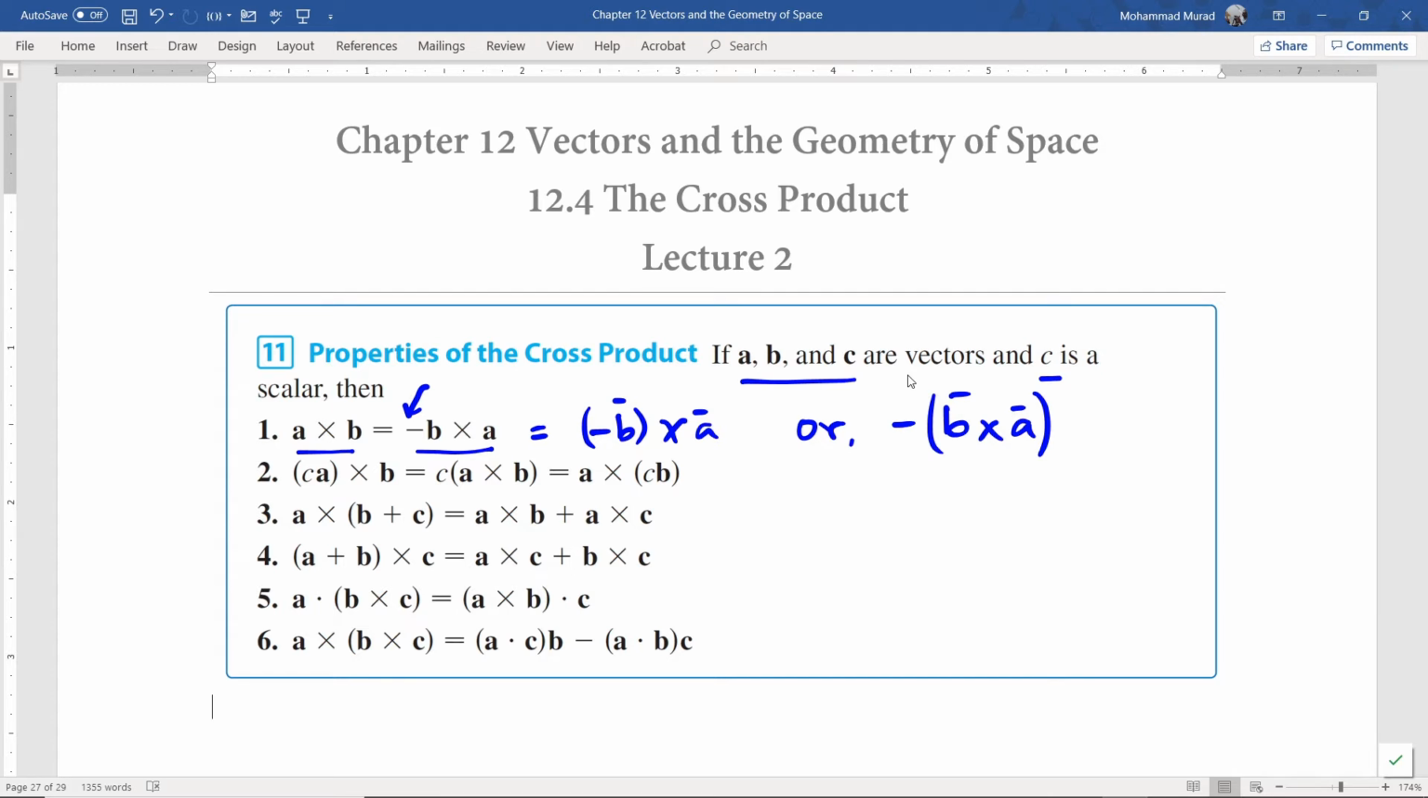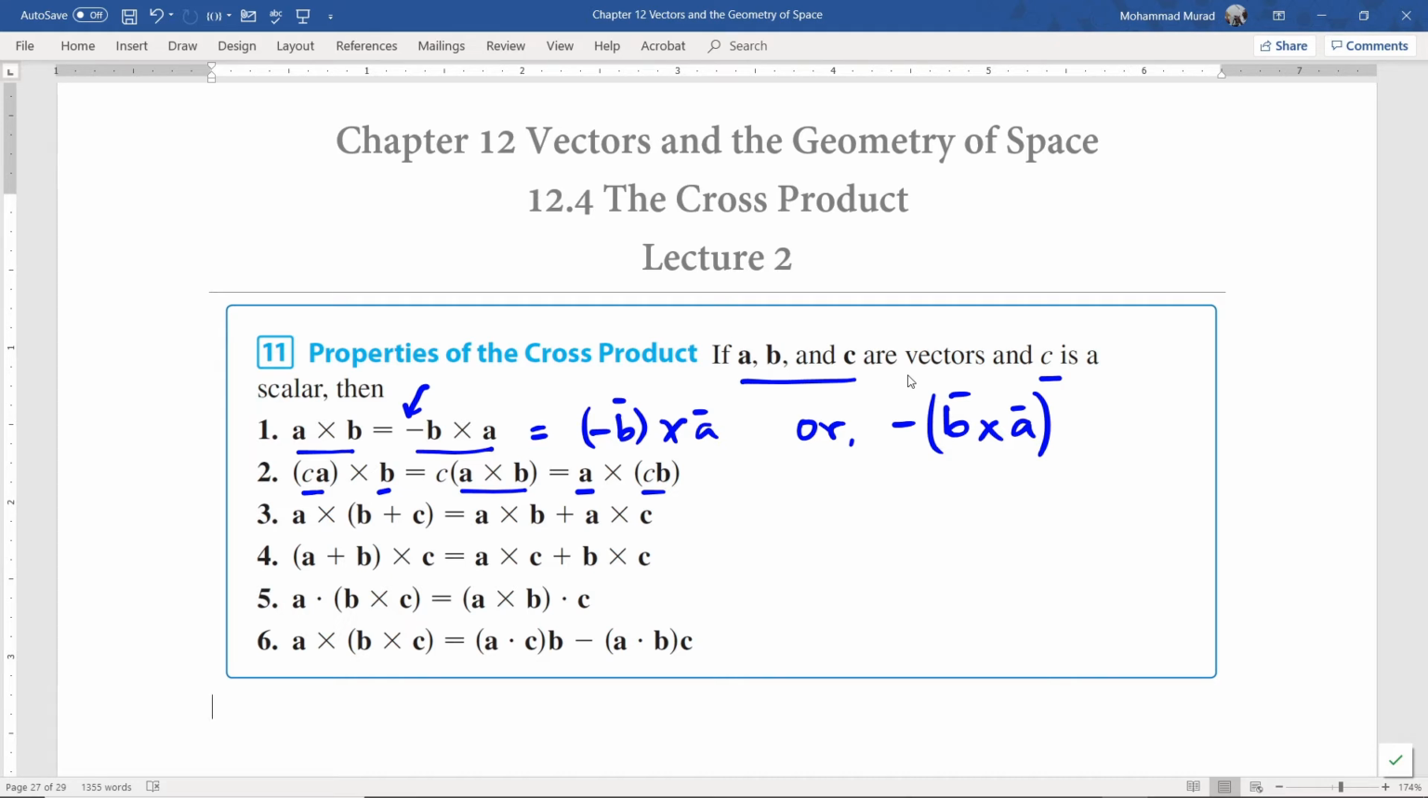Property 2 reads: the scalar multiple of A, cA cross B, is exactly equal to c times the vector A cross B, or it's exactly equal to A cross cB.